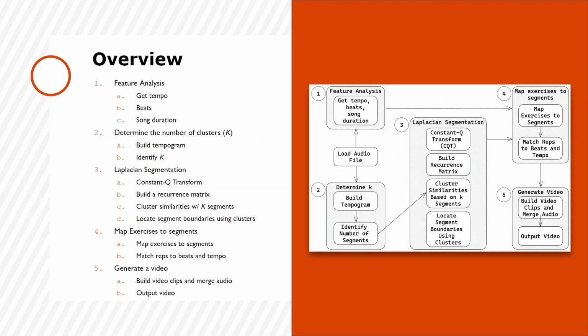Here's an overview of our pipeline. The first step is feature analysis. We get features from the song, which are later used in our algorithm. The next step is determining the number of clusters of similar sections in the song. We use the number of clusters in a process called Laplacian segmentation to identify the boundaries of each segment in the song. Next, we map exercises to these segments, and finally, we generate a video that the user can work out to.